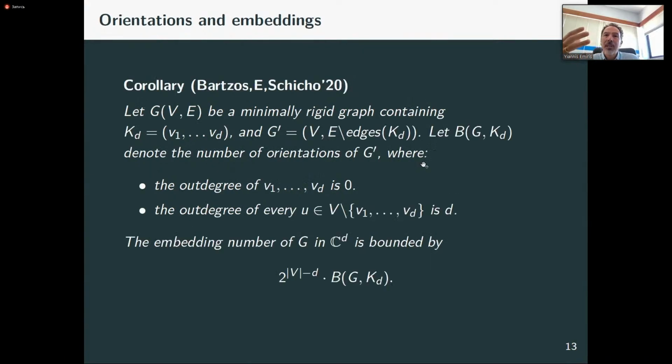The corollary is that if I count the number of orientations, I have a bound on the number of embeddings. Okay, this is obvious because orientations gives me m-Bézout. M-Bézout bounds the roots of the algebraic system, which expresses embeddings. So how many are the embeddings? I have this power of 2 times b, which is the number of orientations. Okay, so far so good. And then the rest of my talk is going to consider bounding the orientations and connecting them to algebraic systems that are more general than the systems we had from the graphs.